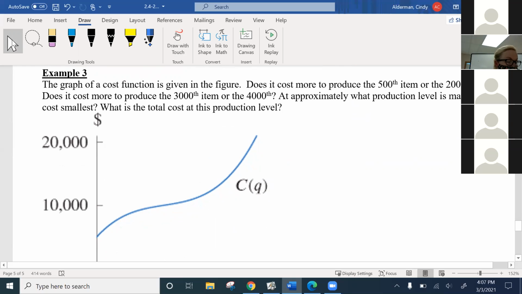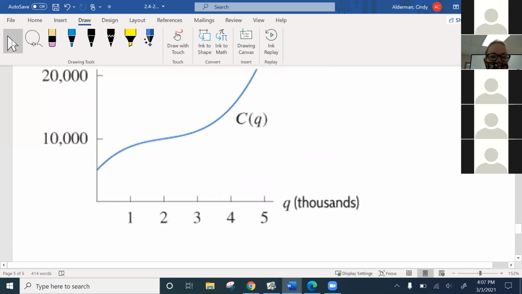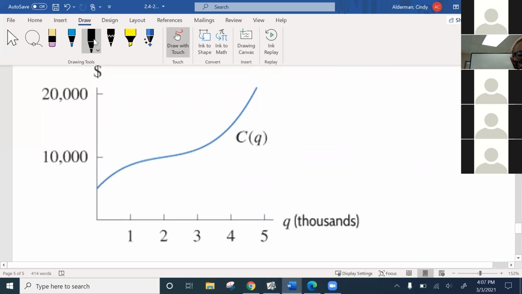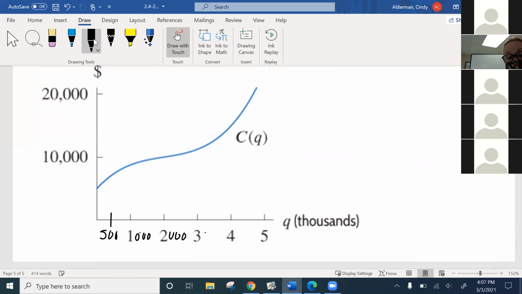Okay, so the graph of a cost function is given in the figure, just cost this time. Does it cost more to produce the 500th item or the 2000th item? So let's look at that. Let's see, 500 would be right here because these are in thousands. So this would be 500. So we're looking at that point, and we want to compare it to the 2000th, which would be here.